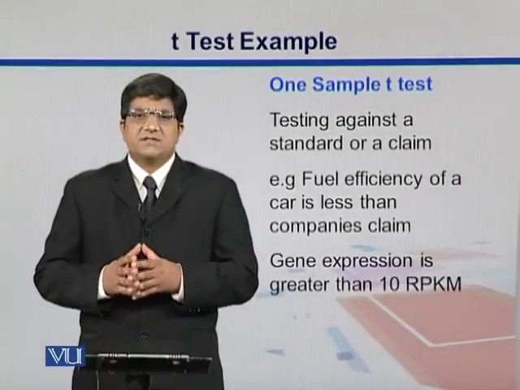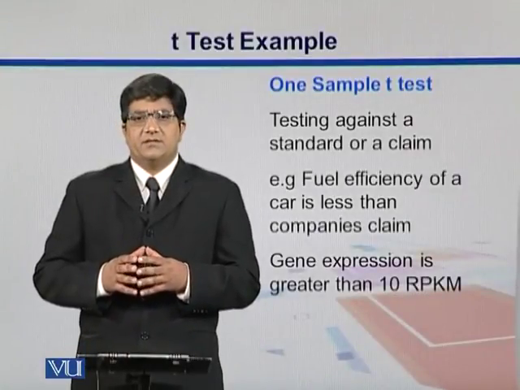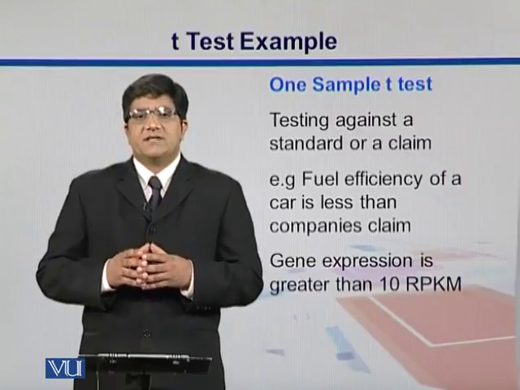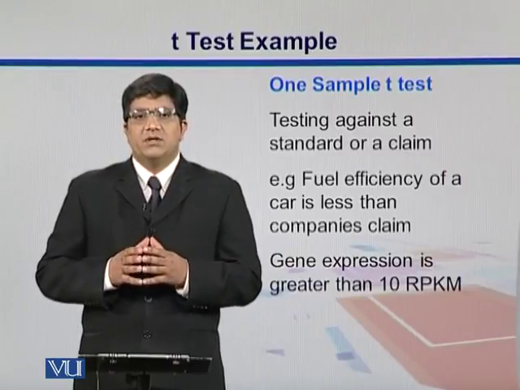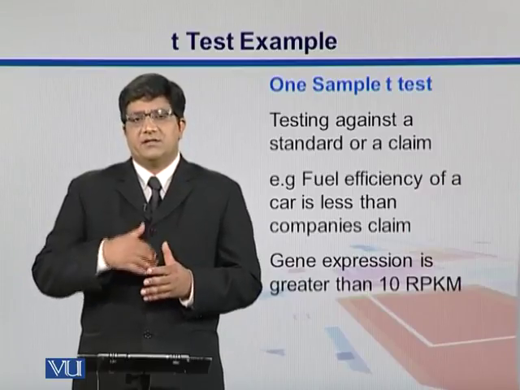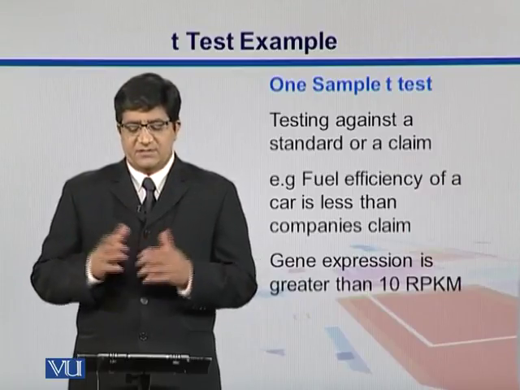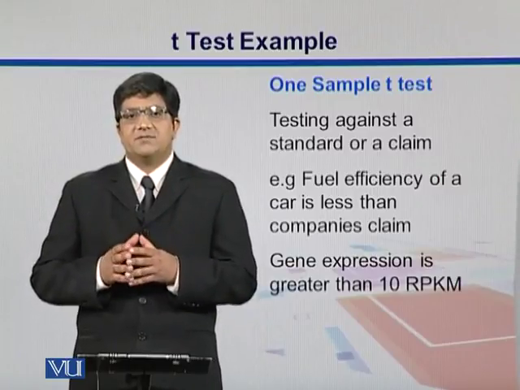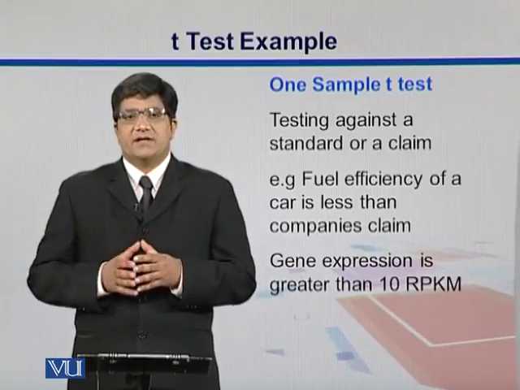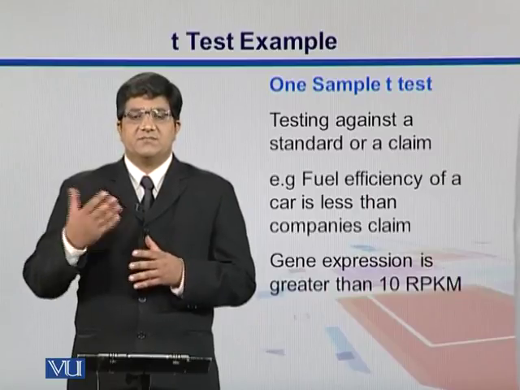T distributions can be used to find the significance test for some numbers. So we can come up with some number and then look into its probability of finding under a T curve. So for instance, we can have a one sample T test where we are having some claims or some standards and against which we are testing some samples.